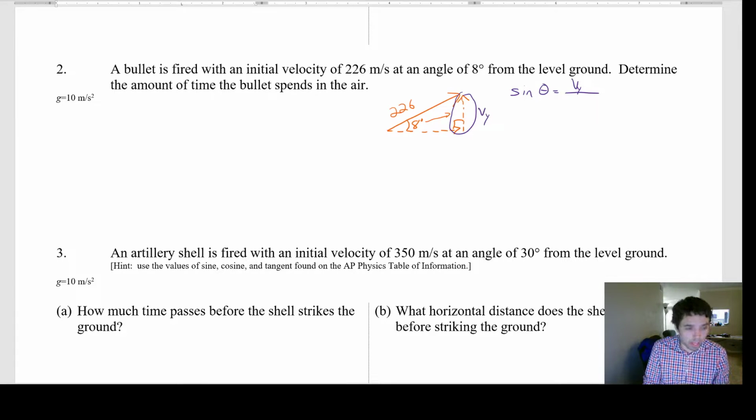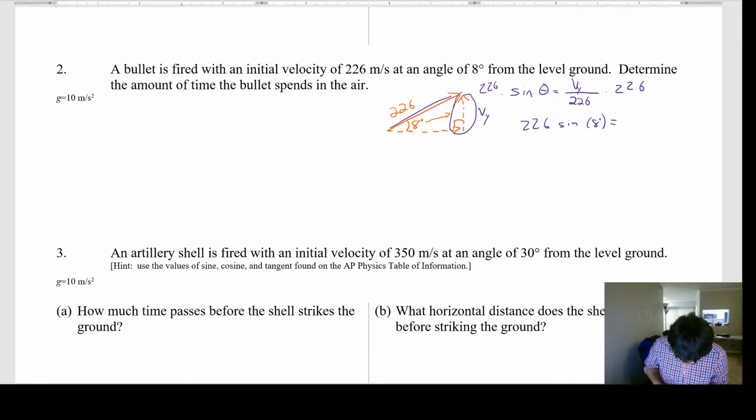Alright, and then below that we have the hypotenuse, which is 226, right? That's the resultant velocity, the total velocity. Hypotenuse is 226. So we multiply both sides by 226 to get our Vy. So it's going to be 226 times the sine of the angle, which was 8 degrees. Make sure your calculator's in degree mode or you're going to have a bad time.